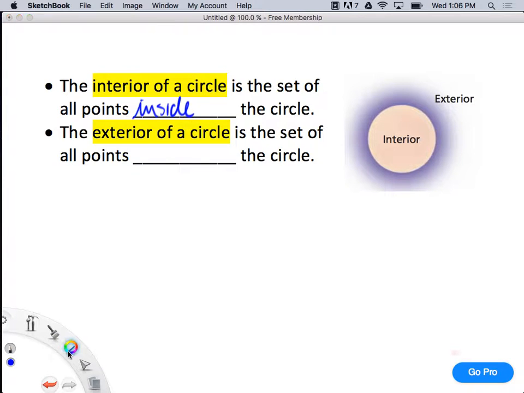Inside the circle. The exterior of a circle is a set of all points outside.